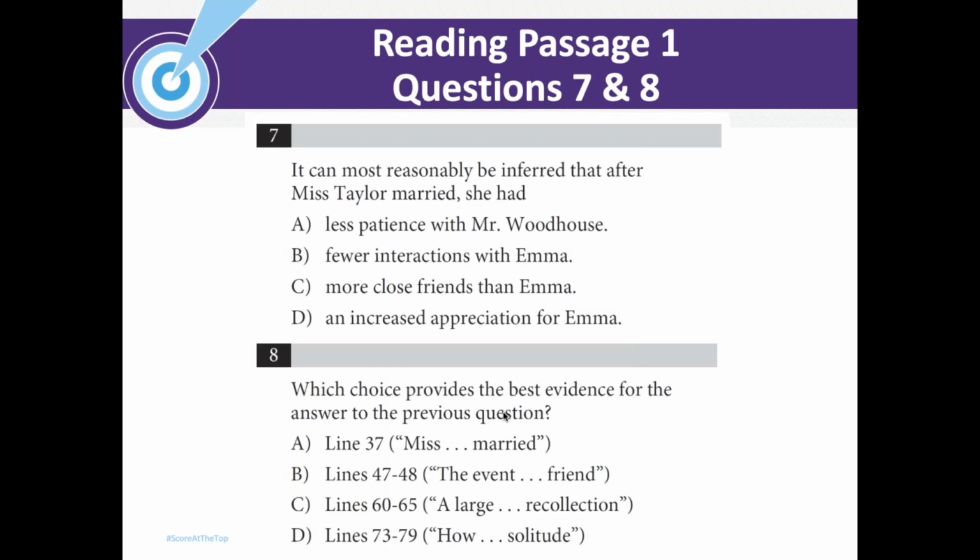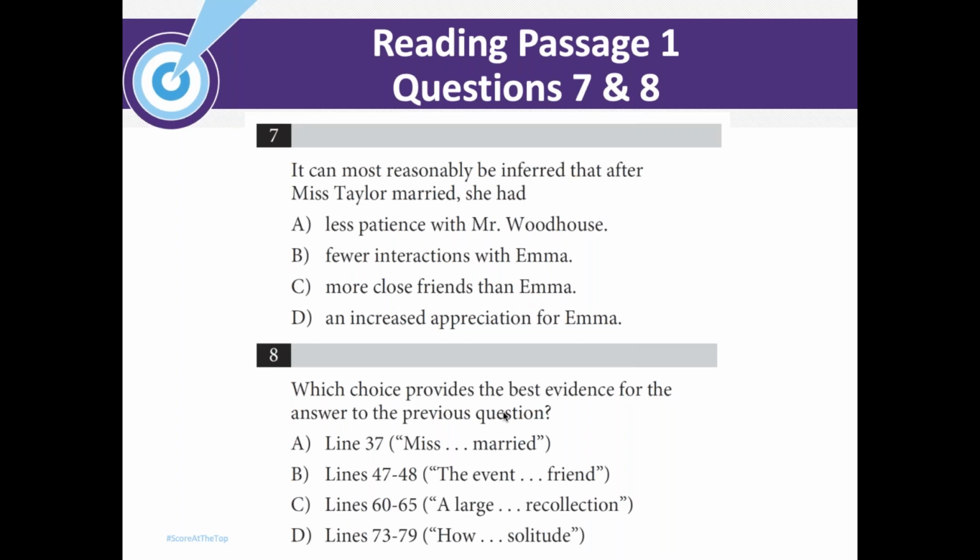Number 7 and 8, here we have them together, my second command of evidence questions, my second set of paired questions. So I look at number 7, it can most reasonably be inferred that after Miss Taylor married, she had something. Okay, so what happened? Now I'm going to come over to question 8. I'm going to review those 4 answer choices, look at those lines, and figure out what possibly happened after Miss Taylor got married. So my answer for 7 is going to be B, fewer interactions with Emma. And support for that, my text evidence is found for question 8 in answer choice D, in lines 73 through 79, where she talks about being alone. So for number 7, we've got B, and 8, we got D.